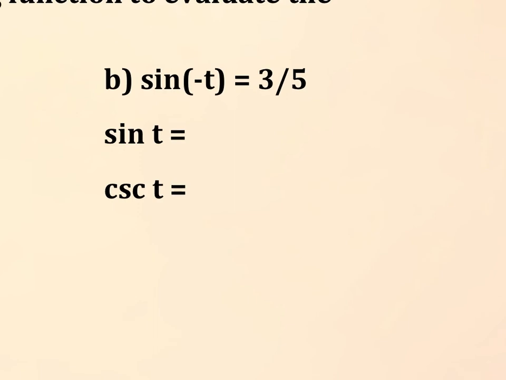B says the sine of negative t is 3/5. So the sine of t would be what? -3/5. Okay, sine and tangent change signs. If the angle changes sign, the function changes sign. And then the cosecant of t would be -5/3.